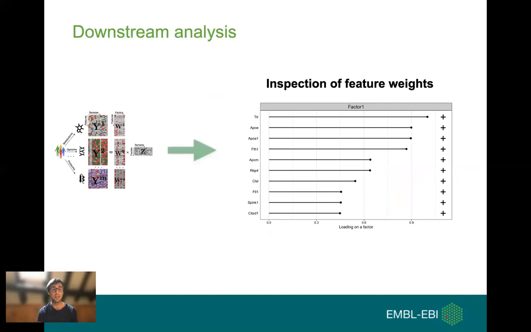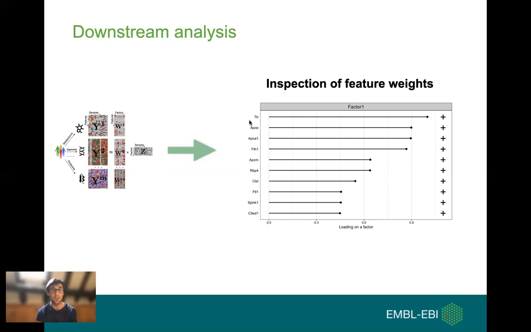The simplest approach is that, given that we have these feature weights, so the ones shown here, for every factor, we can visualize the weights for each gene. So, for example, this is showing the weights for factor 1, right? And each line here corresponds to a different gene. If you have a very good understanding of your system, by looking at the top genes, you might be able to spot what's the biological process underlying that factor.